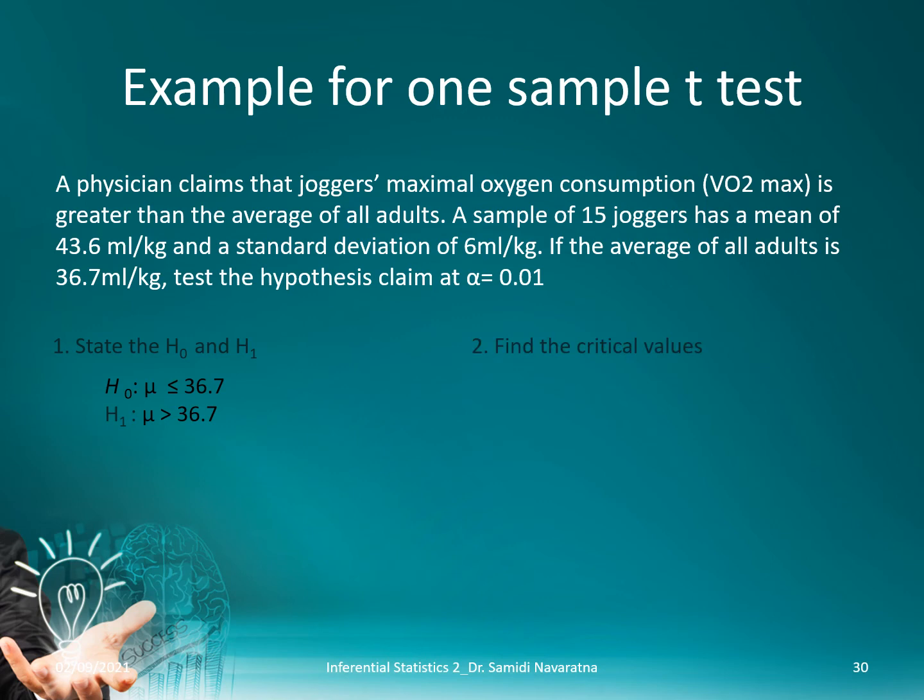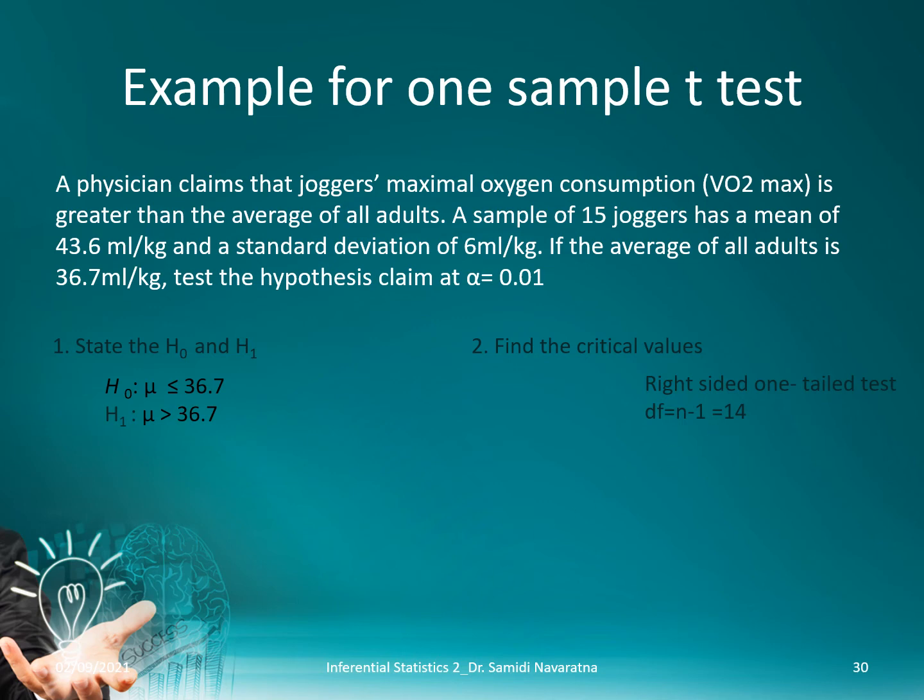So the next step is to find the critical values. For that, we need the null distribution. So this time, because we are testing the statement that the VO2 max is greater than the average of all adults, it is a right-sided one-tailed test that we need to use. And the degrees of freedom is calculated by sample size minus 1. So in this case, since the sample is 15, the degrees of freedom will be 14.